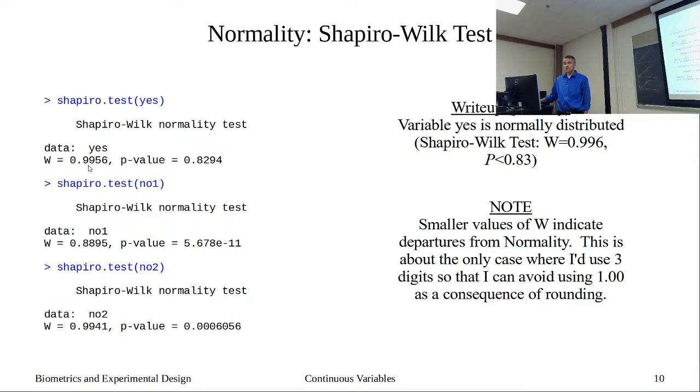So at like 100 values, our W cutoff may be at like 0.9. But then at 1,000 values, it might be at 0.95. So make sure you just look at the p-value for your interpretation.